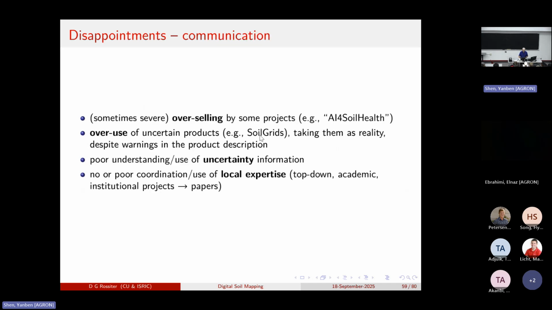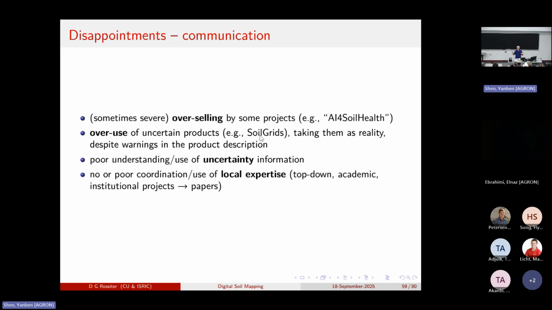So this is something for the producers. Then in the communication, I think there's a lot of overselling of products. I mentioned the overuse of SoilGrids. Is it that we're not communicating that you shouldn't use them beyond what they are? We have warnings, but you see people using these, taking them as reality. They don't understand uncertainty, and another problem I have is that there's often poor coordination with the local experts. So there's a bit of what they call helicopter research. You know what helicopter research is? You come in from outside. They use it for the geneticists who come in from outside, take the plants, and go away, without working with any of the local people. In this case, you often have local experts, but they're not involved.